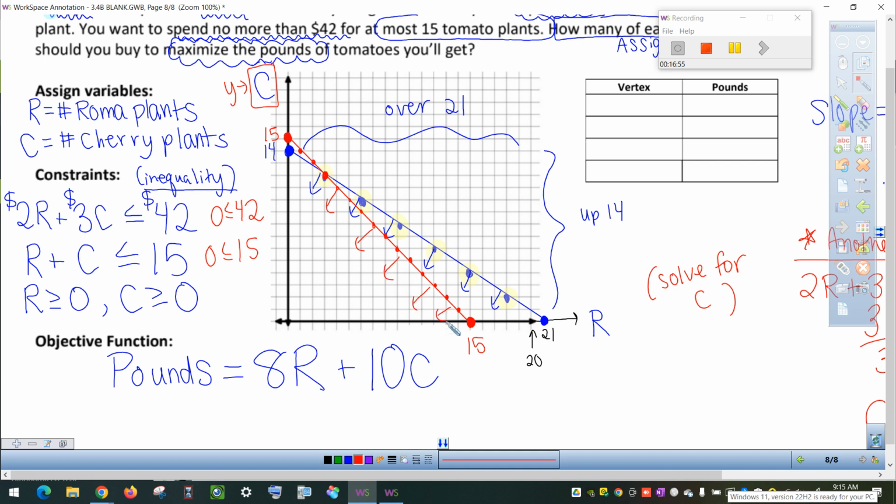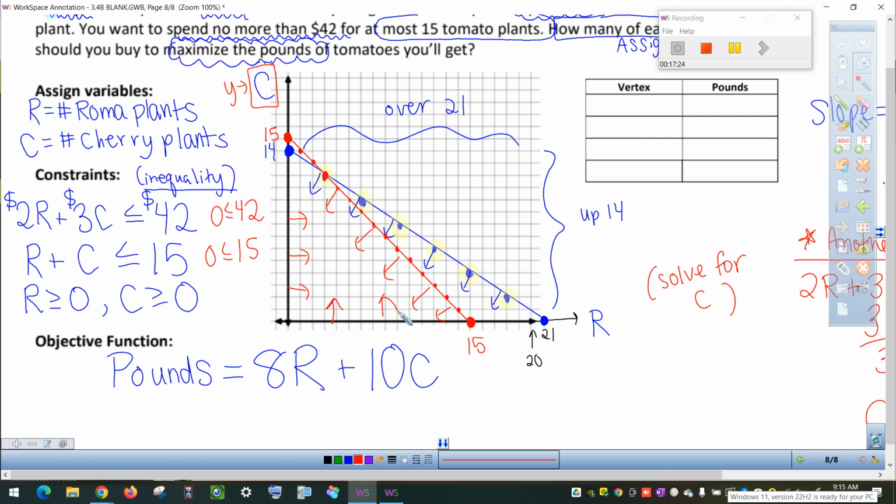Okay, for the last two, let's talk about these ones down here at the bottom. If R is greater than or equal to 0, that means that we have to shade to the right of this line, because that's where the R values are bigger than 0. And then for the very last one, if C also has to be greater than or equal to 0, we're going to be shading up from the bottom. That's where the C values are greater than 0.